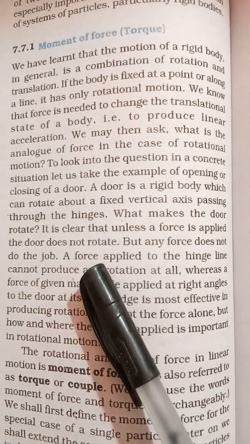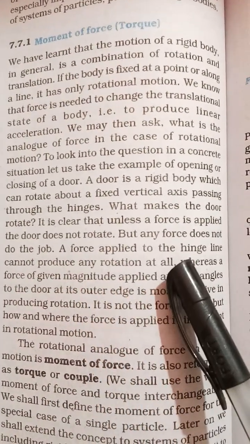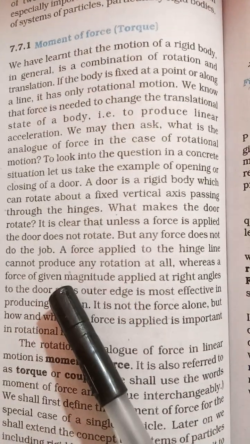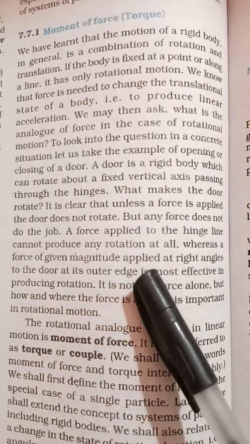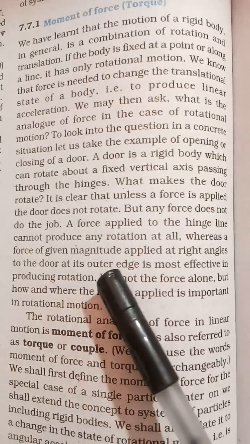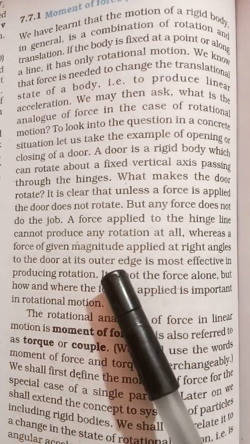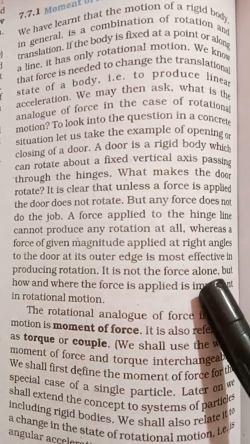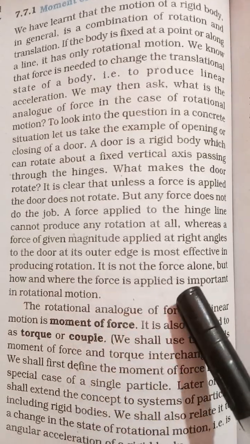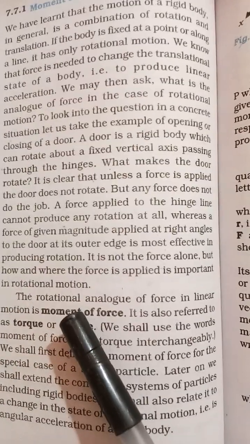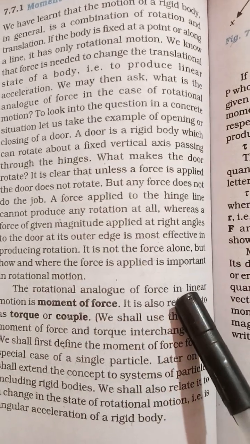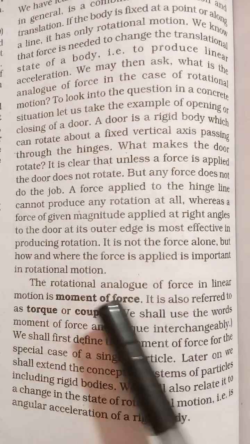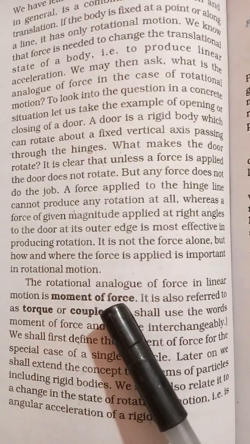But not every force does the job. A force applied at the hinge line cannot produce any rotation at all, whereas a force of given magnitude applied at right angle to the door at its outer edge is most effective in producing rotation. It is not the force alone, but how and where the force is applied that is important in rotational motion. The rotational analog of force in linear motion is moment of force.